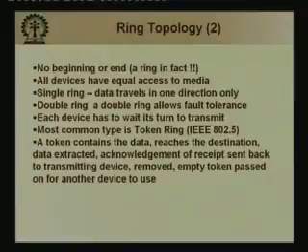Each device has to wait its turn to transmit. That means you cannot start transmitting as soon as you want to transmit. You have to take your turn. And the most common type is the token ring. Token ring has an IEEE standard number, that is IEEE 802.5. In the token ring, a token contains the data, it reaches the destination, data is extracted, acknowledgement of receipt is sent back to the transmitting device, removed, and the empty token is passed on for another device to use. So that is one way how a ring can be used.